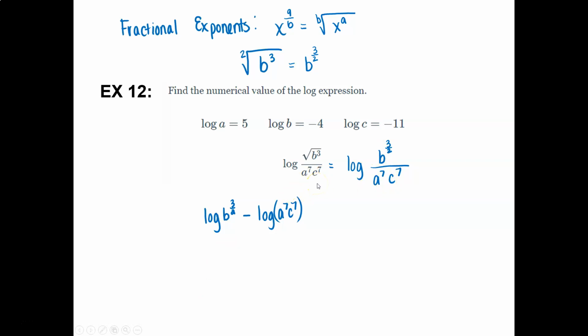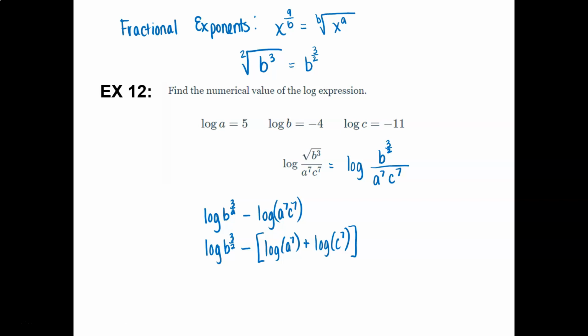Next, we want to check to see if there's any multiplication that we can break up. Do we have any? Right here, I've got A to the 7th, C to the 7th. So I'm going to break this up like this: log of A to the 7th plus log of C to the 7th. And it's important here to put those brackets or an extra set of parentheses around this part, because you're subtracting that whole thing, not just the log A to the 7th. Without those parentheses, you'll get the answer wrong on this one.